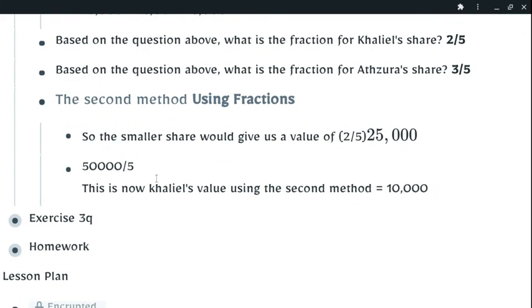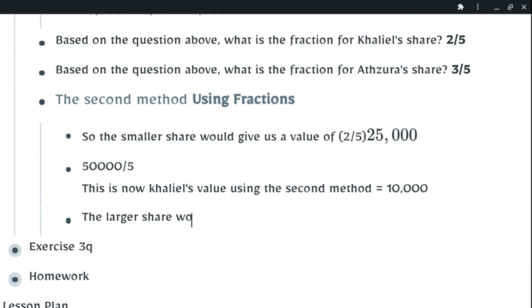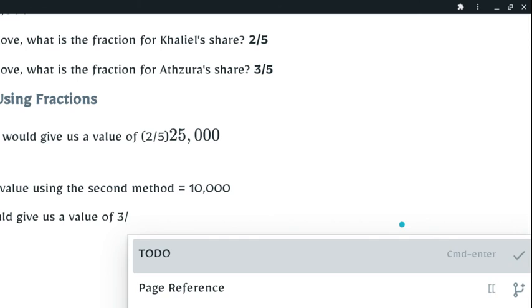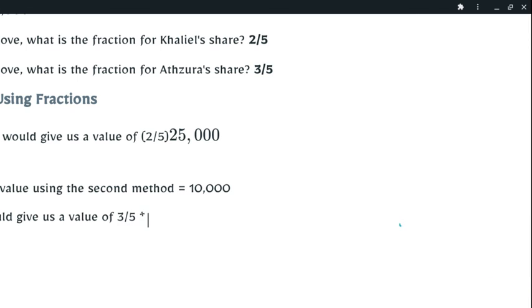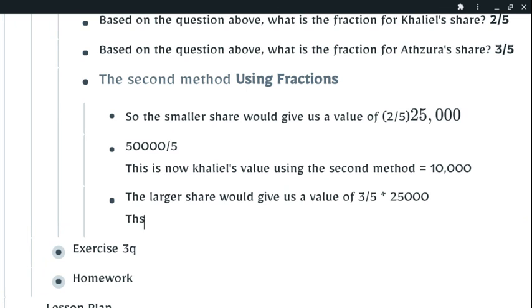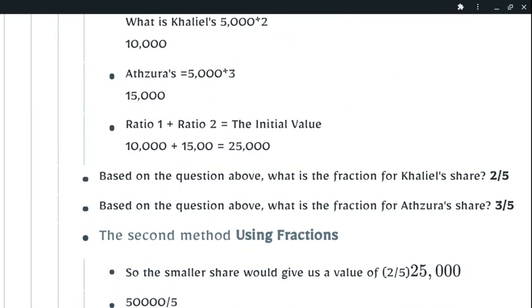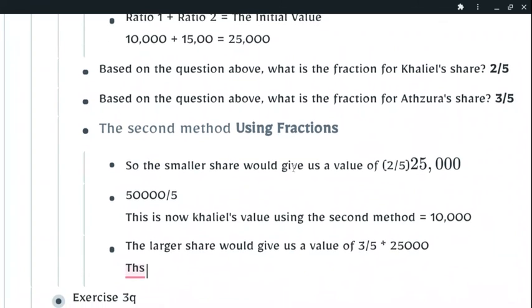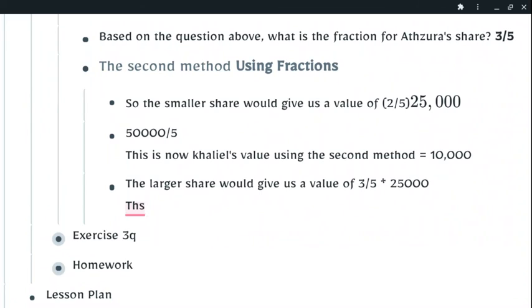Yes, sir. Right. And you can do the second step, but let me just quickly go through it. The larger share would give us a value of 3 divided by 5, multiplied by 25,000. Right, there we go. So in this question, you have to write English statements to explain each step. In the previous question, all you had to do was write formulas. But in this question, because you're only using fractions, you have to explain what the fractions mean. So that's the difference.